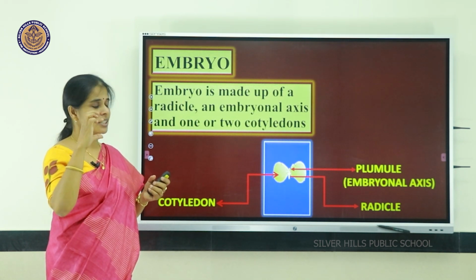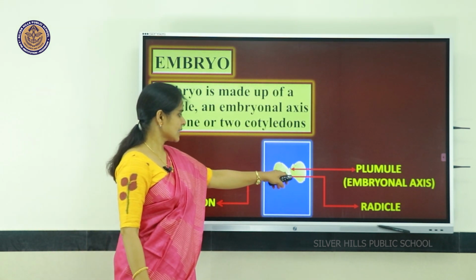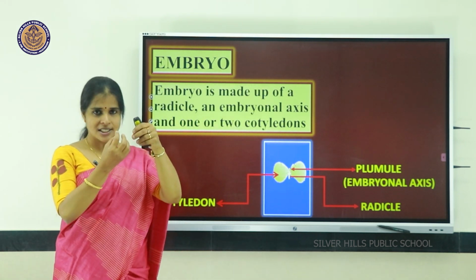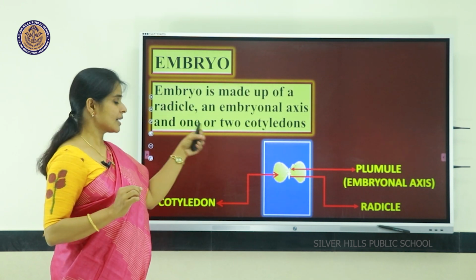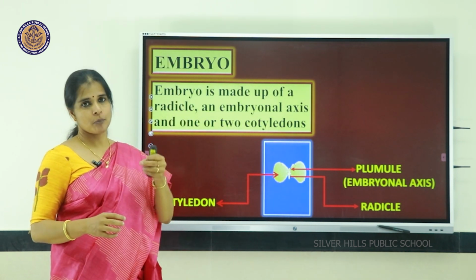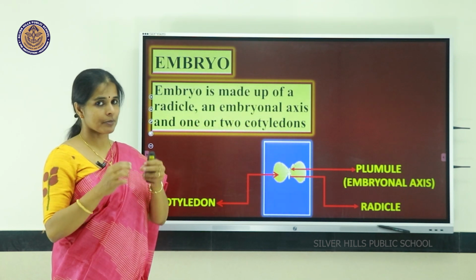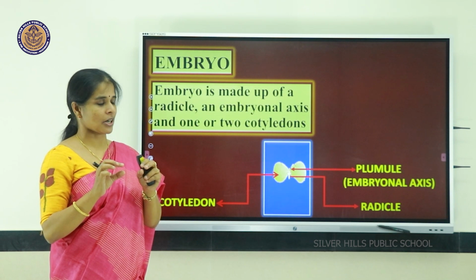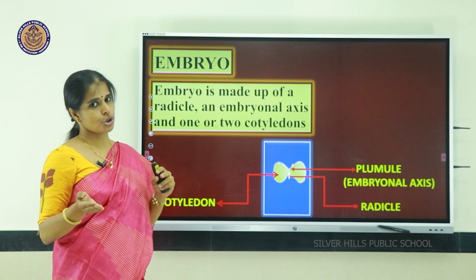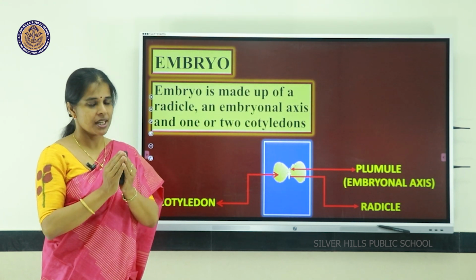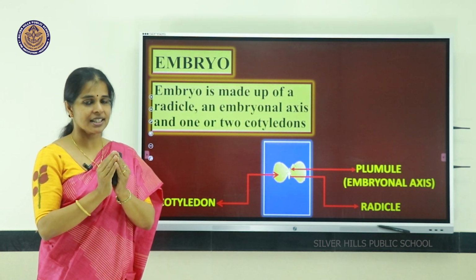The live part is the embryo which is made up of an embryonal axis in the center, and on its growth, one part grows downwards, which is the radicle, and one part grows upwards, that is plumule. So, two parts are developing from the embryonal axis, that is the live part, and this is protected by either one or two cotyledons, that is the protective part.